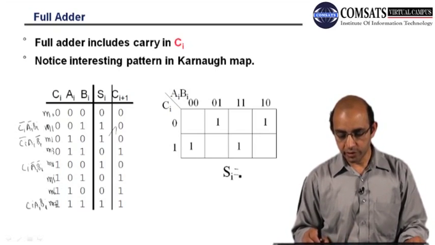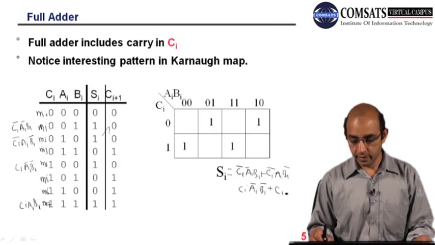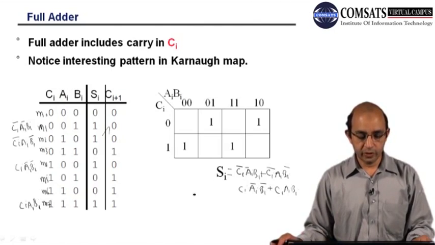that is equal to Ci Ai Bi, plus Ci Ai Bi bar, and then we have Ci Ai bar Bi bar, plus Ci Ai Bi. And we can also straight away map those ones.